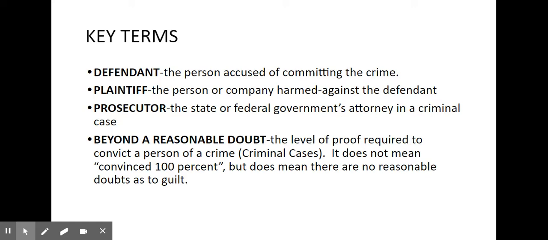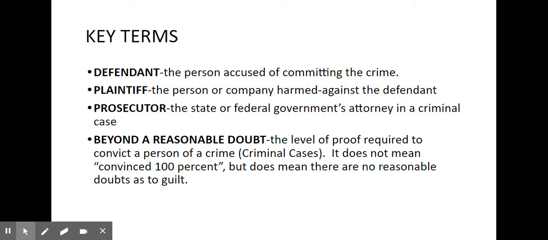The reason for that is because we're dealing with more serious crimes. We're dealing with more serious punishment, including loss of life. So you have to be convinced as close to 100% as possible that the person committed the crime to vote guilty. If you are not convinced, then you need to vote not guilty.